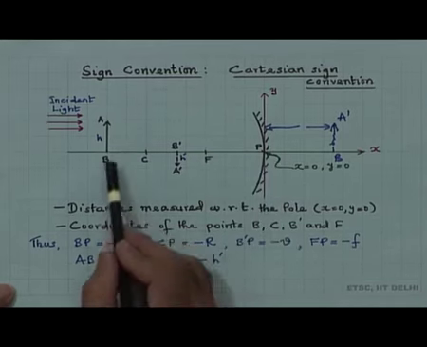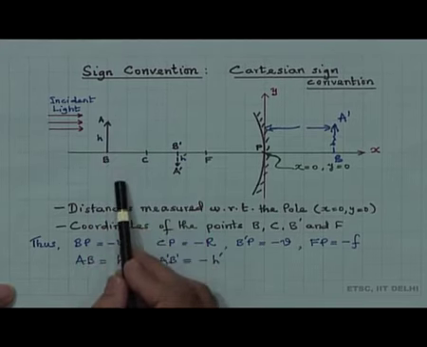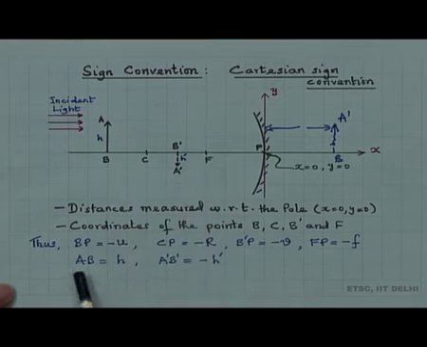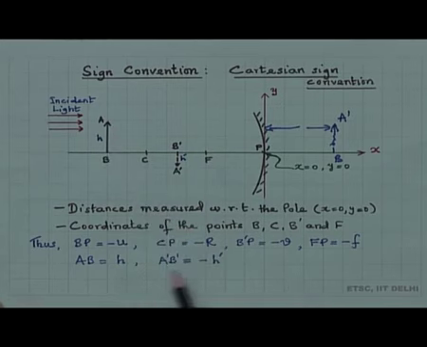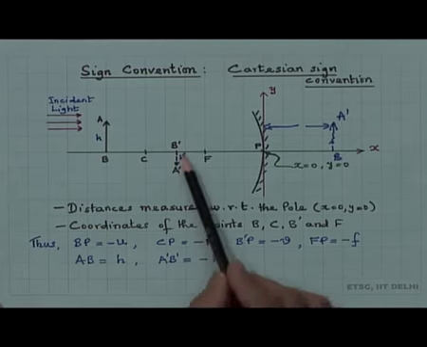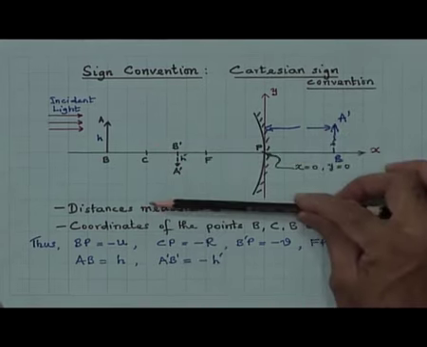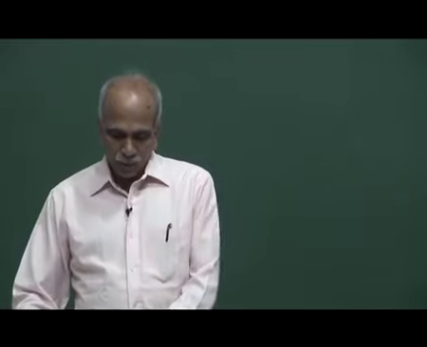Any distance above, that is the length here, h, is positive, and in the negative y axis it is negative. Therefore, AB, that is the size of the object here, is positive h, and A dash B dash is minus h dash. h dash is the size of the image, but A dash B dash is minus h dash because of the sign convention. It is below the x axis in the y direction. So, with this sign convention, we proceed further with our problem, and then we will apply it to other cases as well.